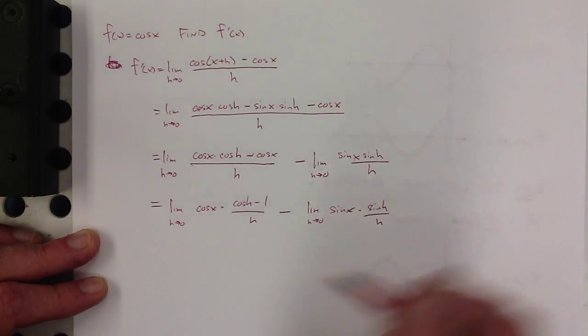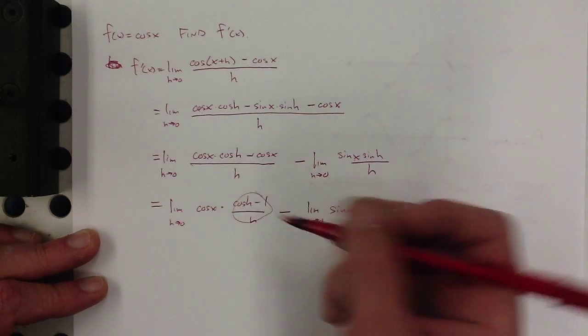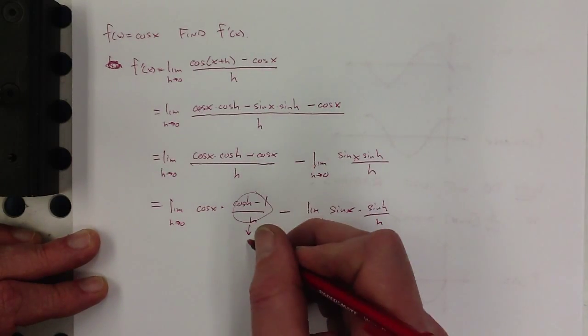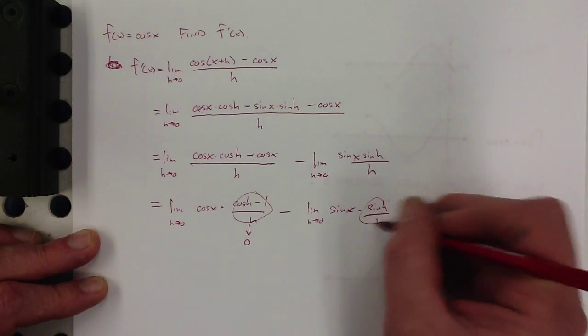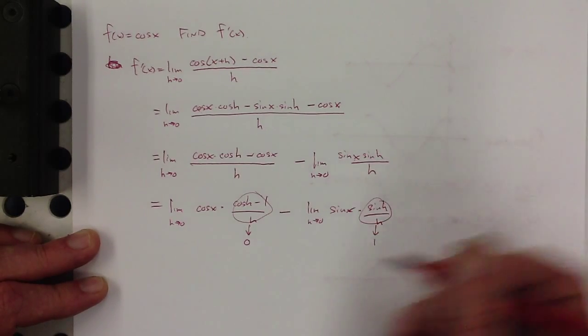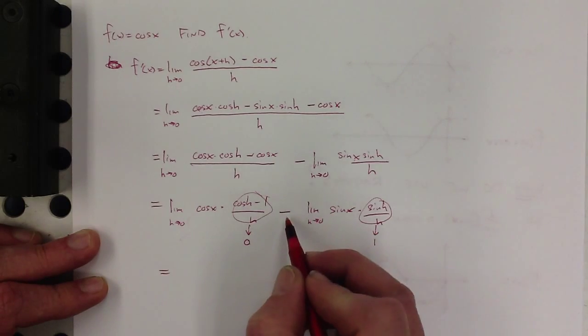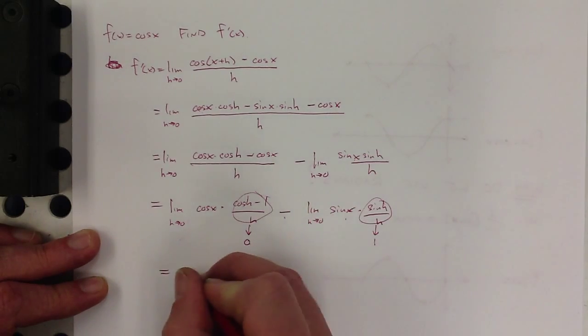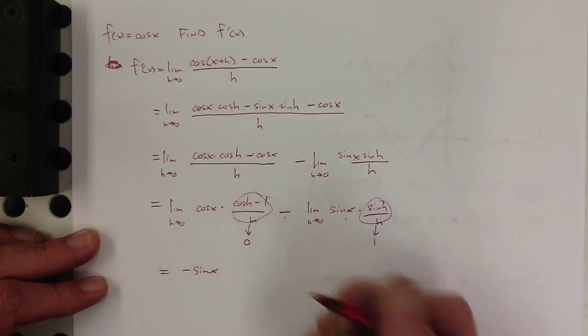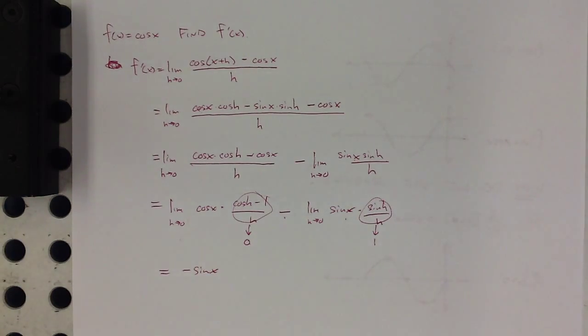And just like in the last problem, these are the two limits that we learned in Chapter 2. That's going to 0. This is going to 1. So this term is knocked out by the 0, and this is minus sine x. So sure enough, the derivative of the cosine function is negative sine.